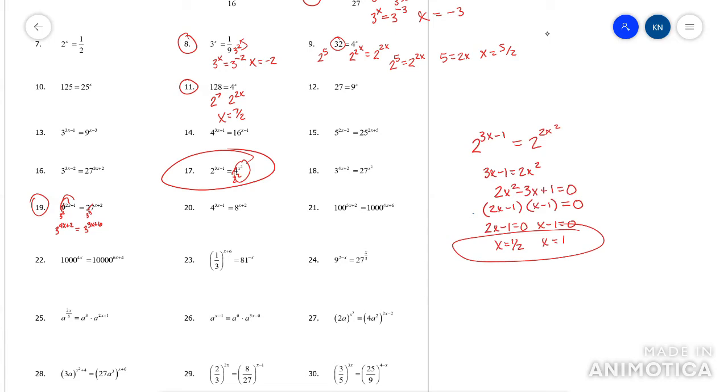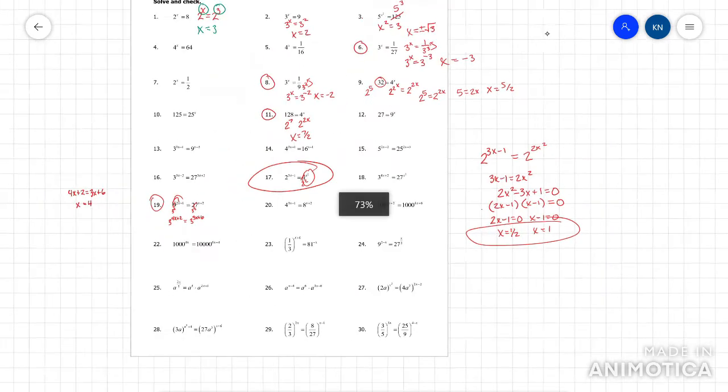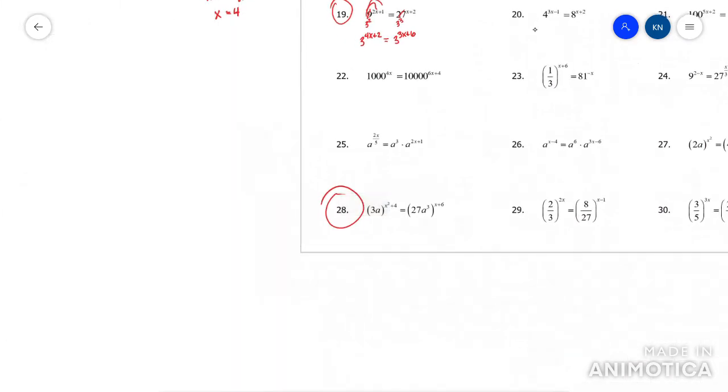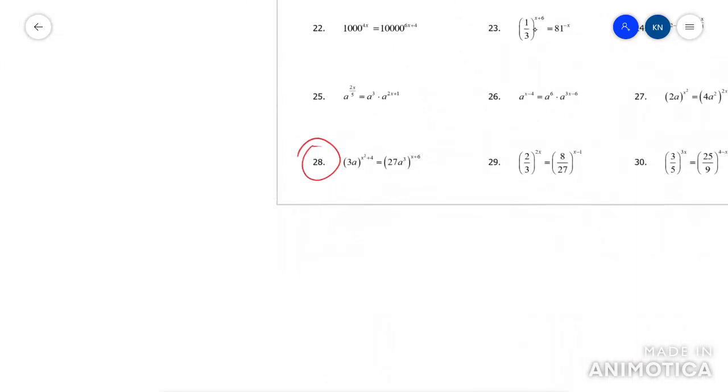Well, sometimes they will also throw you a curveball by giving you one that does not factor. Like look at number 28. All right, the first thing you're going to want to do is get the bases the same. So you need to get them both to be 3a. So like this right here, this is 3a cubed. So it's like 3a cubed to the x plus 6.